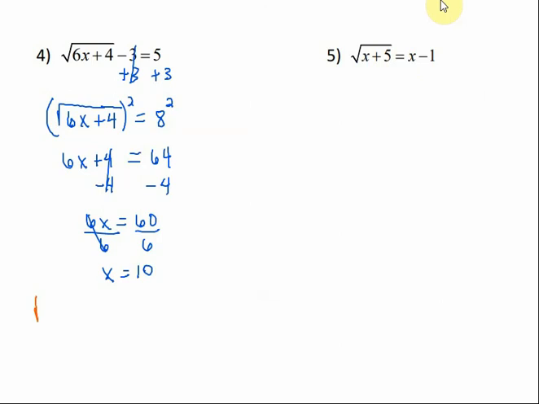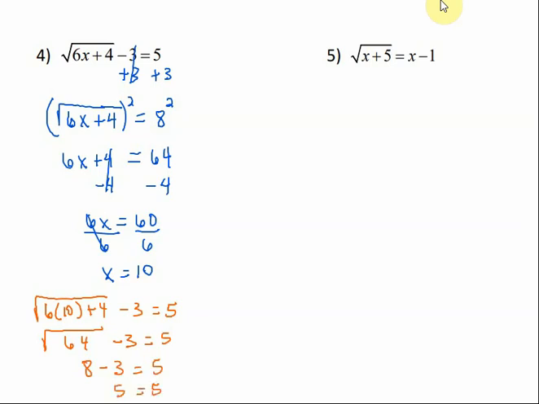If I plug 10 into my original equation for x, I have the square root of 6 times 10 is 60, and then 60 plus 4 would be 64. Well, the square root of 64 is 8. And 8 minus 3 is 5. So 10 is my solution.